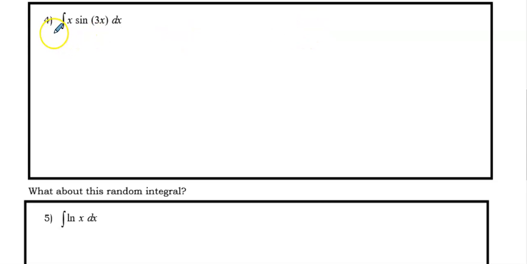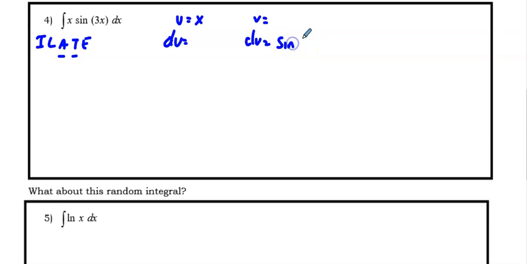So with the ILATE, we can see that we have an algebraic function and we have a trig function. We're going to remember that the u in our example is going to be the closest one to the top, or to the left, I should say. So ILA comes first, so x is going to be our u. And then our dv is going to be everything else that we see here, so it's going to be sine of 3x dx.